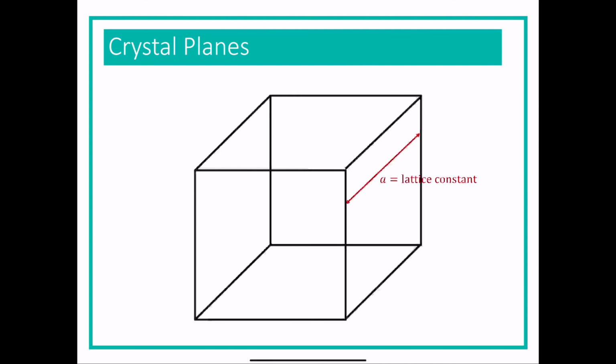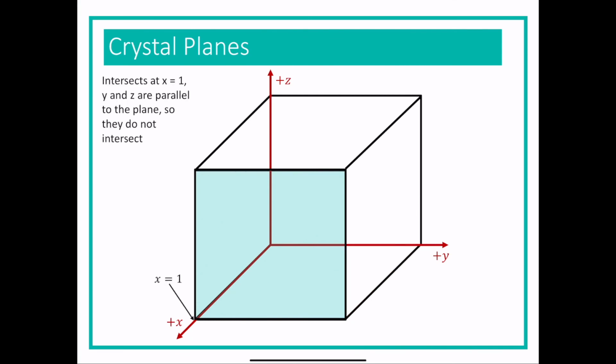If we look at this plane, it intersects at x equals 1. It does not intersect the y-axis and it does not intersect the z-axis. It's parallel to both of those. So the Miller index of that plane is going to be 1 over 1, 1 over infinity, 1 over infinity, which is 1, 0, 0. That's an easy one. That's a really easy one.